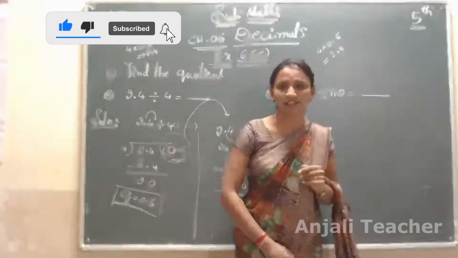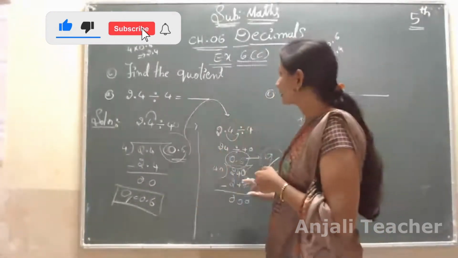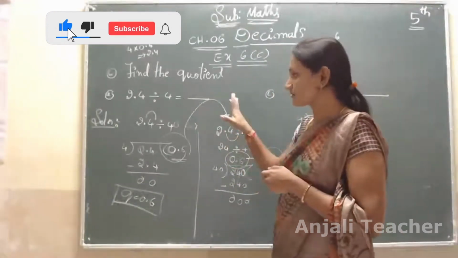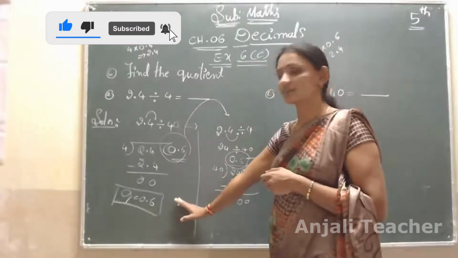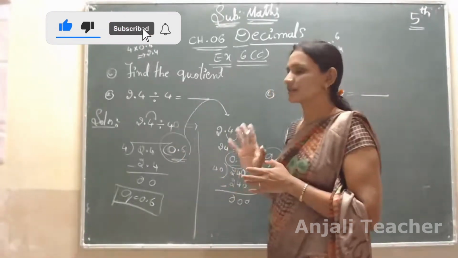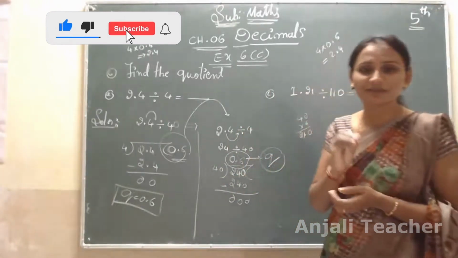The method is different, but it is very easy, you just have to apply it. Find the quotient means first you have to do the division method. This method is very important. The methods are different, but the answer will be the same, the result will be the same.